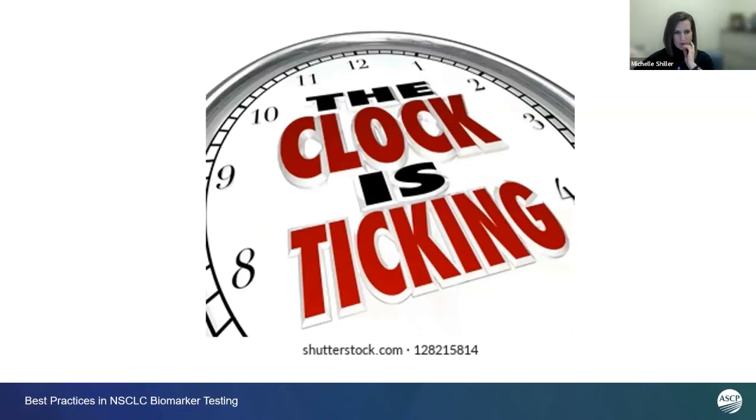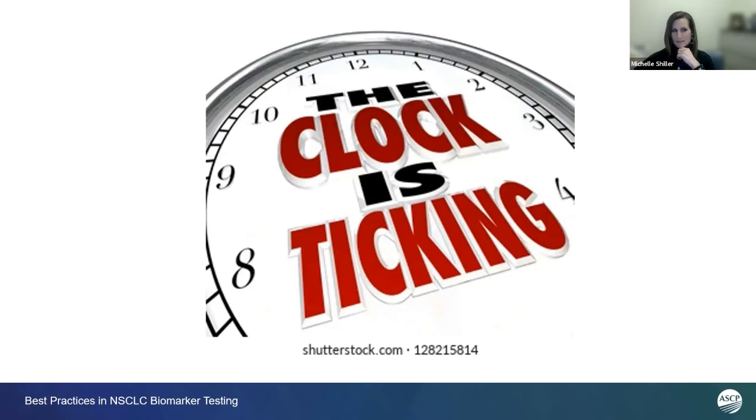The clock is ticking. Turnaround time cannot be underemphasized, because, and I'm not sure how many of you have had a family member who's had a cancer waiting on this information, but for the patient and their family, minutes are hours, hours are days, and days are weeks. So it's very important that we're sensitive to that. And especially with lung cancer, 60 to 70% of these patients are advanced stage at the time of presentation.